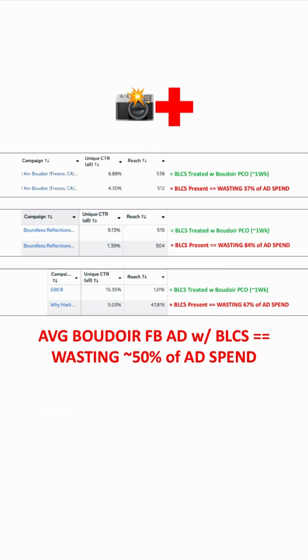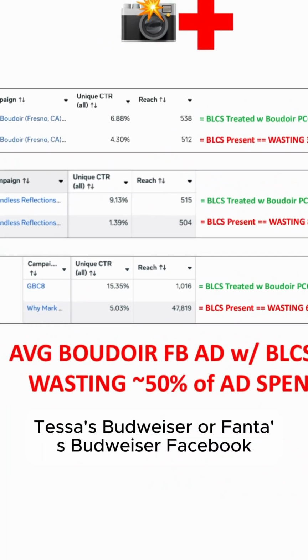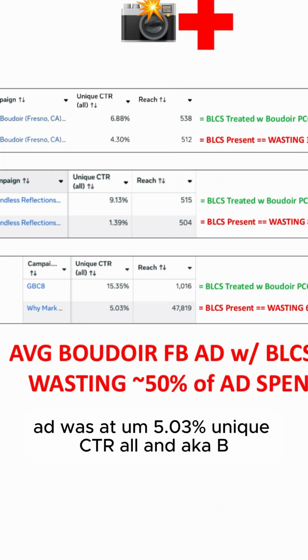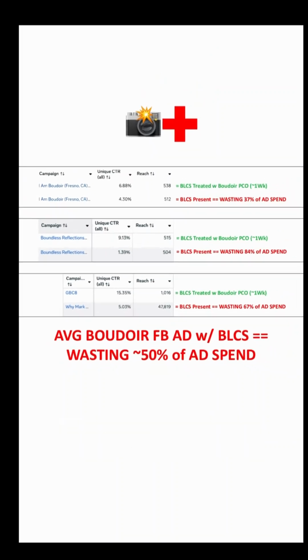Finally, had a patient test his Boudoir Facebook ad, and found out it was at 5.03% unique CTR all, aka BLCS was present because that is under 6%.